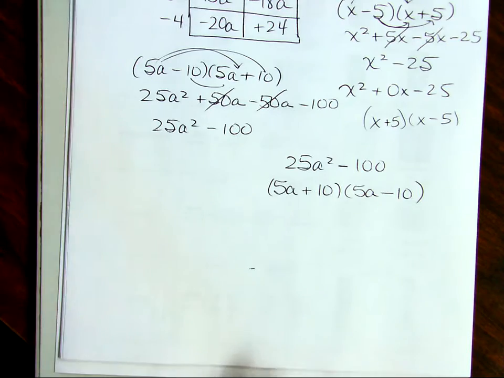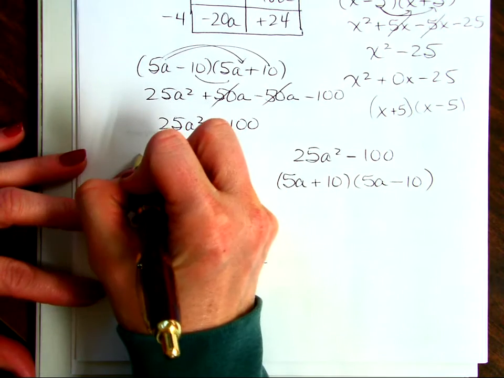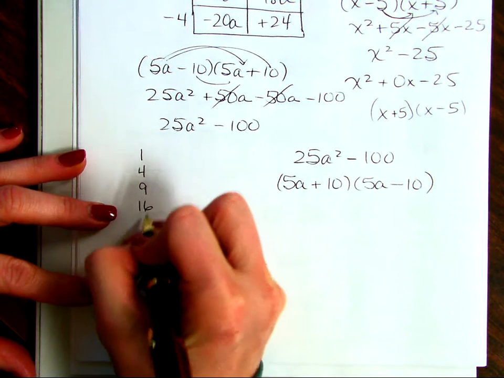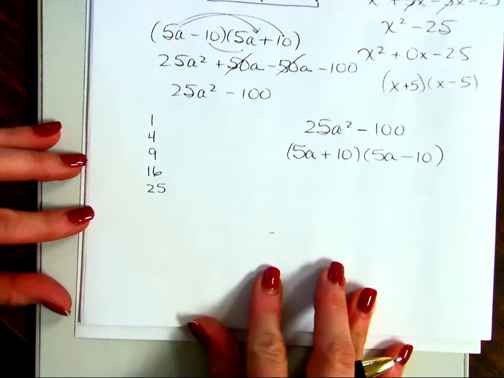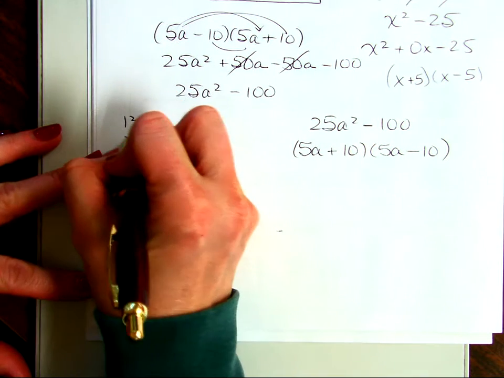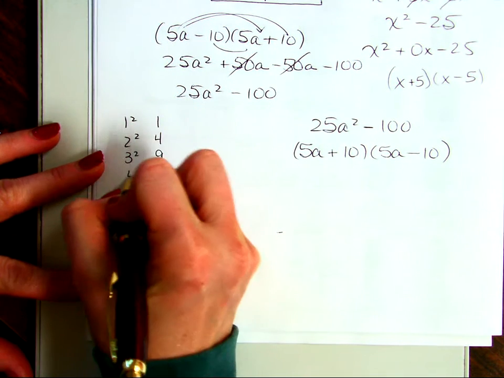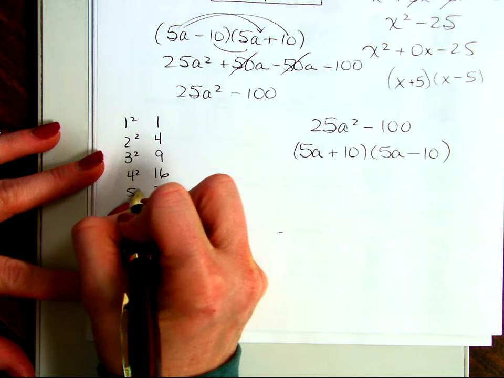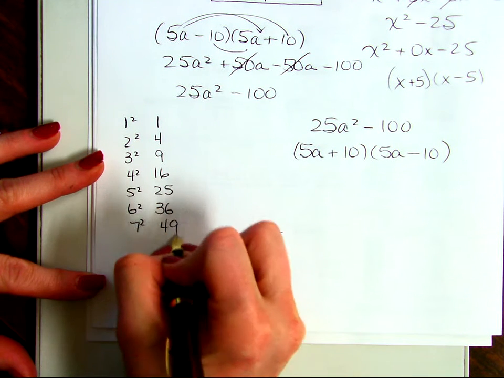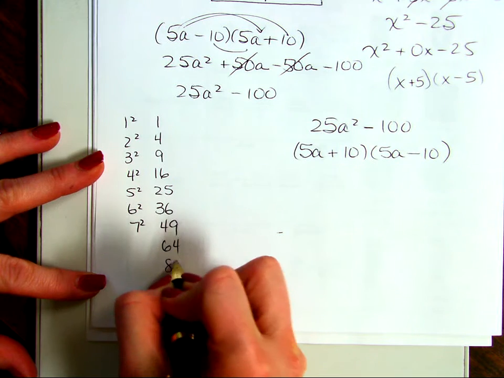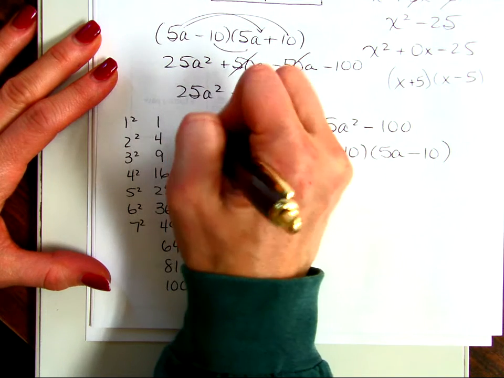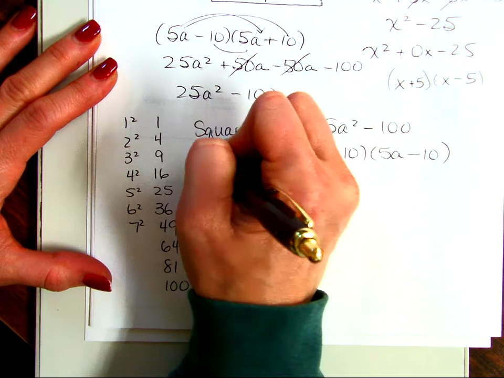Let's do a quick little side note with square numbers. Square numbers are 1, 4, 9, 16, 25. If I were to keep going, the next number would be 36. These are called square numbers because I got them by squaring the first set of whole numbers. So 7 squared is 49, 64, 81, 100. These numbers should be like flashing red neon signs. These are called square numbers.